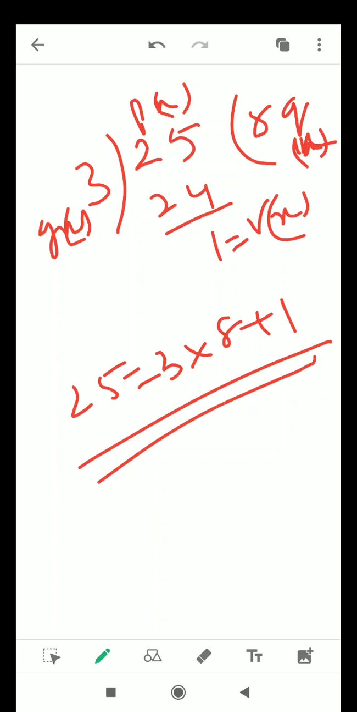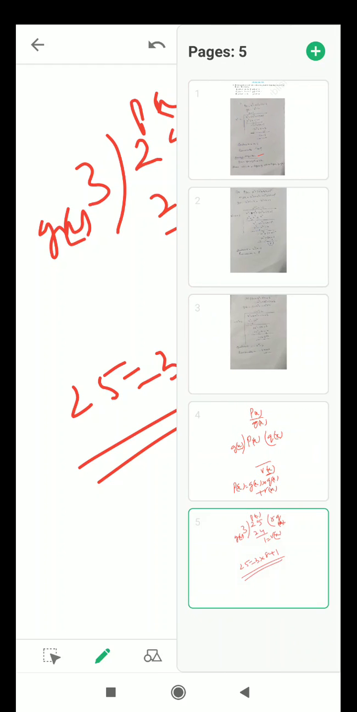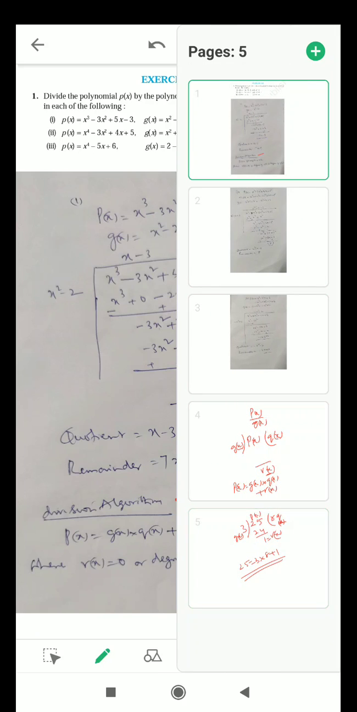So same like 25, the polynomial p of x equals g of x into q of x plus r of x. The only thing is that the polynomial p of x should be of greater degree than g of x, or at least the same, so that g of x divides p of x. Like 25 is divided by 3, the divisor is less than 25. Similarly here the degree of g of x should be less than that of p of x. Our whole exercise and whole chapter depends on this only.